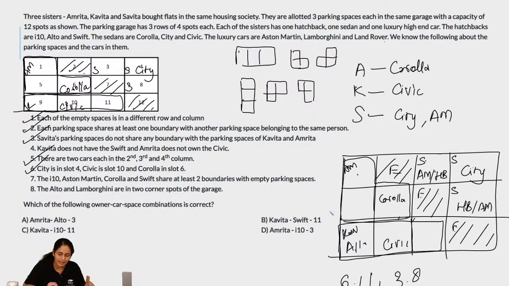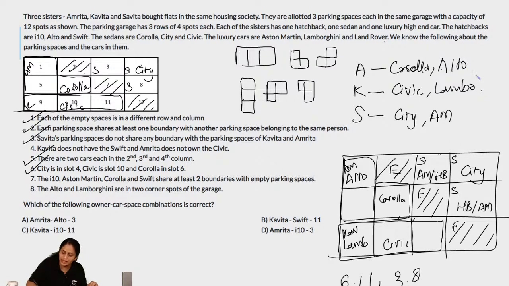So Amrita has the Alto. If Amrita has the Alto, Kavita cannot have it, and since it is in the corner, this corner is Alto. The City is here, this is empty, this is Alto. So the only corner that is left has the Lamborghini. So Kavita has the Lamborghini. Amrita has the Alto. Since Kavita has the Lamborghini, and Savita has the Aston Martin, Amrita has the Land Rover.